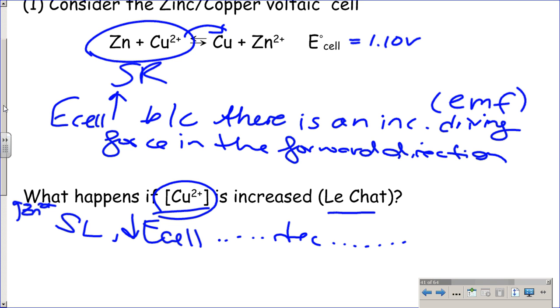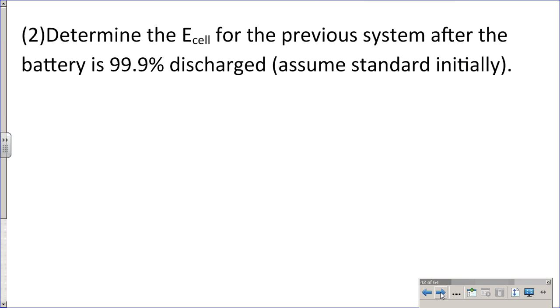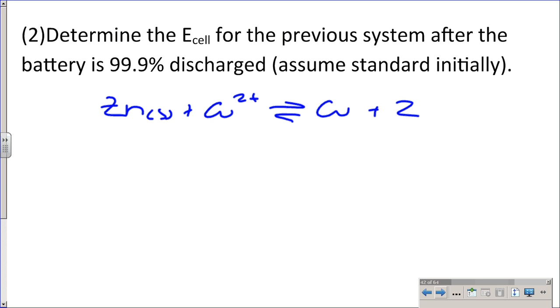Okay, this one's a real problem. Okay, mathematics. Math stuff. Determine the E cell from the previous system, which was, I'll write it up here. Zinc solid plus copper 2+ equilibrates to copper plus zinc 2+. Okay. Determine the E cell. You'll notice there's no naught there.